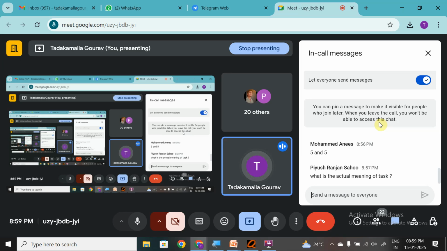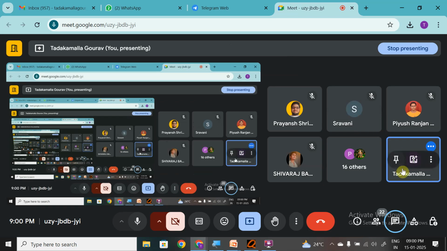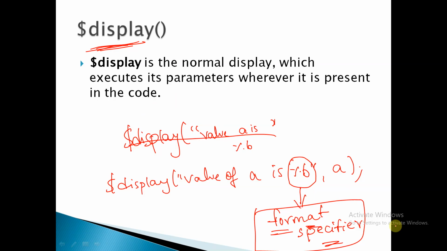So basically, $display is already a predefined task. It is a system task, for which the code is already written in the libraries. Is it okay?